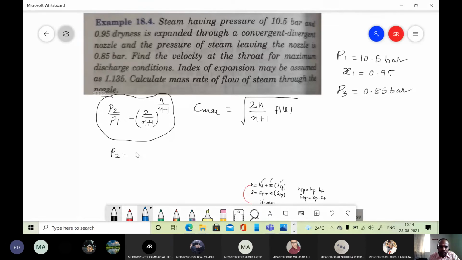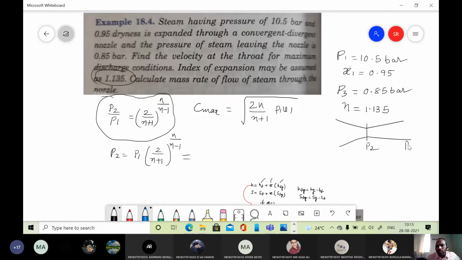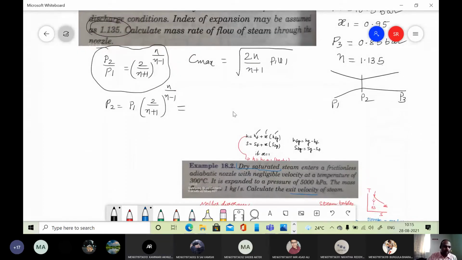P2 can be calculated directly by substituting here. P2 is equal to P1 into 2 by n plus 1 whole power n by n minus 1. Tell me this value, where you can see here n is given, the index of expansion n is equal to 1.135. Tell me the P2 value, the throat pressure, meaning in the convergent divergent nozzle the area is minimum at the throat. So this is condition P2, this is condition P3, and this is condition P1. Tell me the P2 value. 6.06 bar. The pressure at the throat is 6.06 bar.